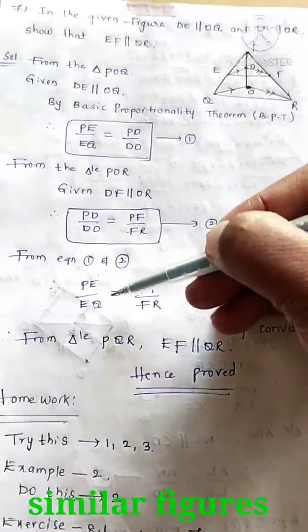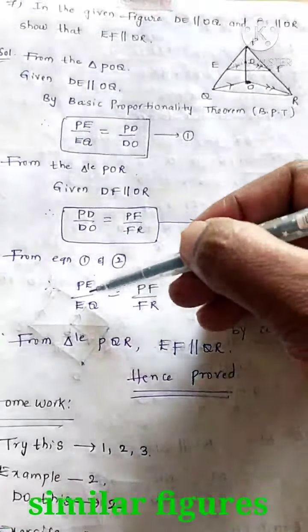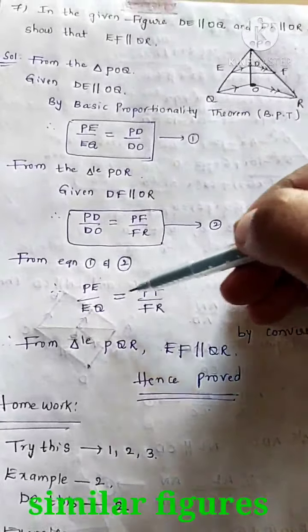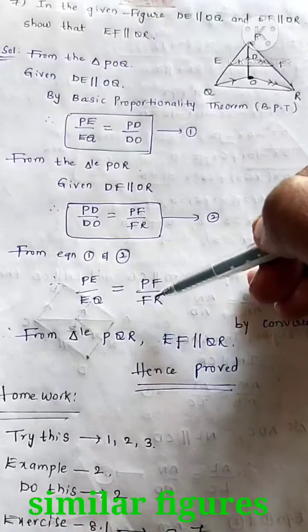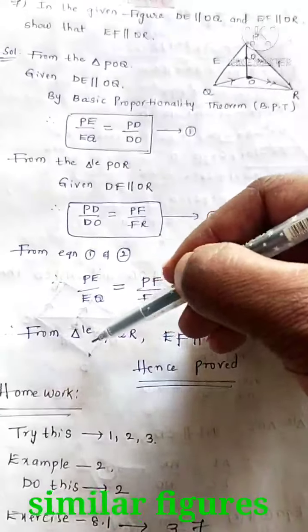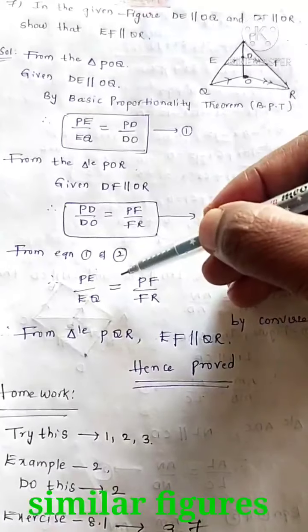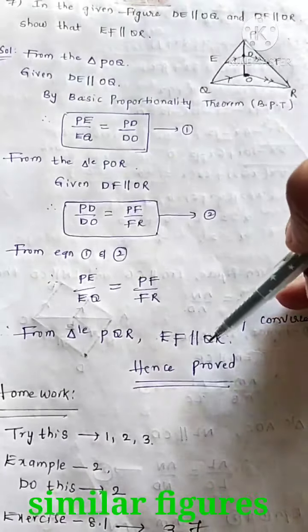Now, once again observe that the sides are in the proportional ratio. Compulsorily something here will be equal. What will be equal? Equal or parallel. From the triangle PQR, which are parallel? Observe, EF is parallel to QR.